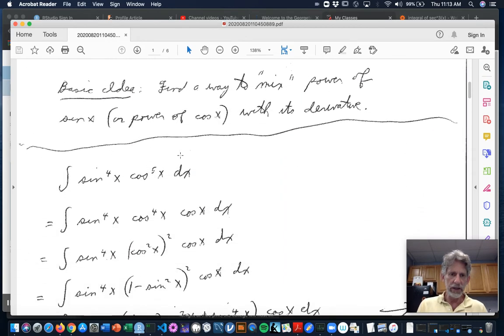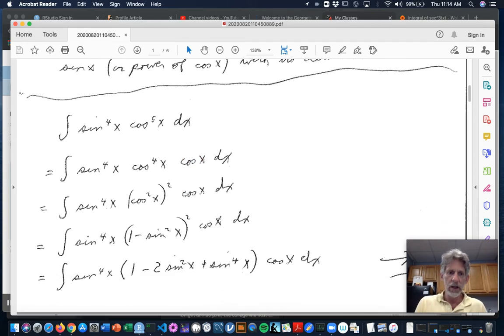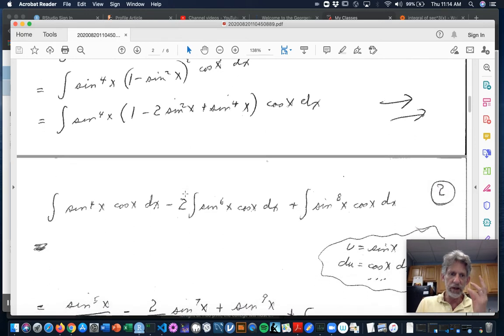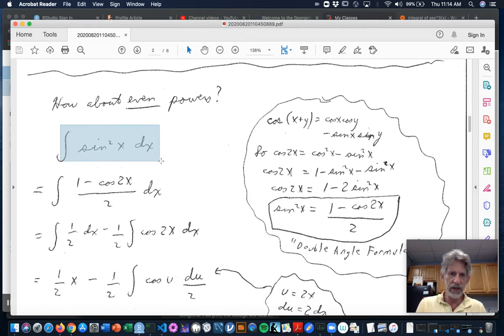Or this right here, there's an odd power of cosine, so I was able to siphon off an even power that would turn into sines, and I still have my derivative of the sines hanging around. But what about if it's just straight up even power? Like, what about sine squared of x?